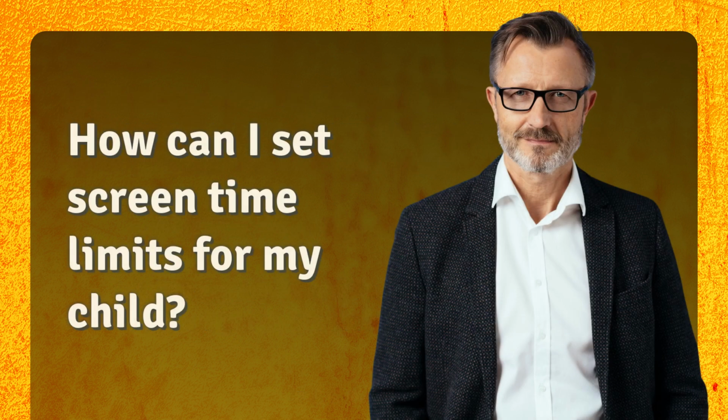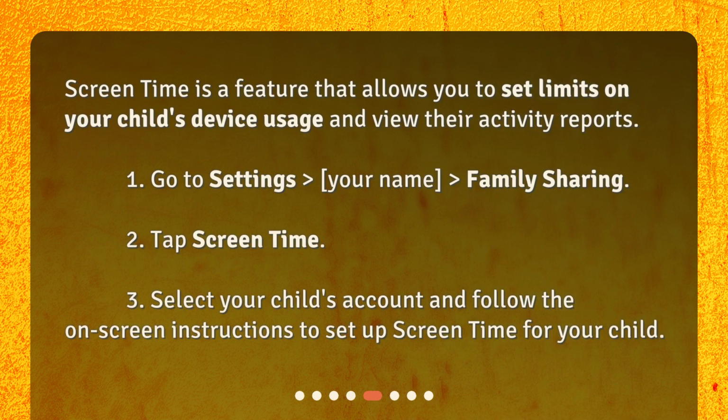How can I set screen time limits for my child? Screen Time is a feature that allows you to set limits on your child's device usage and view their activity reports. 1. Go to Settings > your name > Family Sharing. 2. Tap Screen Time. 3. Select your child's account and follow the on-screen instructions to set up Screen Time for your child.